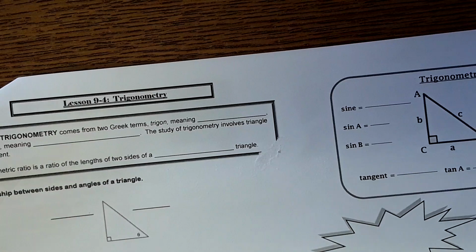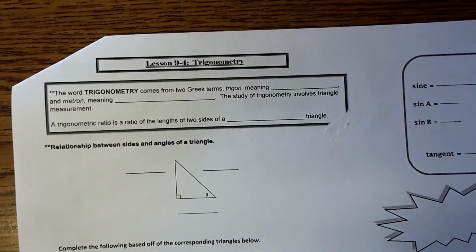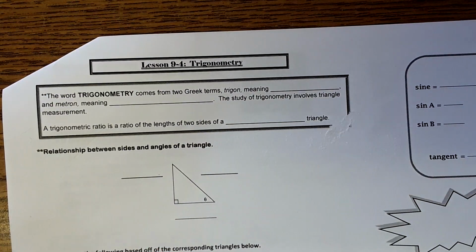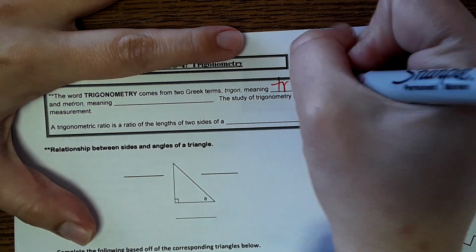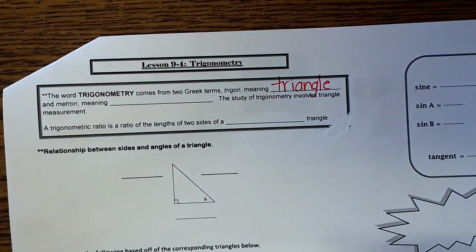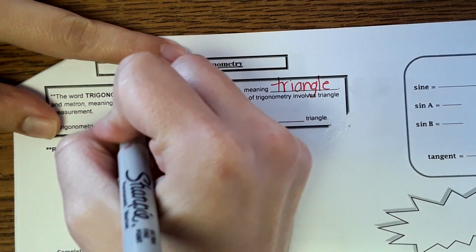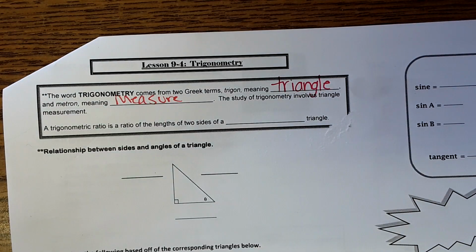Okay, first of all, the word trigonometry is probably new. Maybe you've heard it before, but it hasn't been taught until now. The word trigonometry comes from two Greek terms. One Greek term being trigon, meaning triangle. So trigonometry has to do with triangles. And metron, meaning measure. So the study of trigonometry involves triangle measurement.